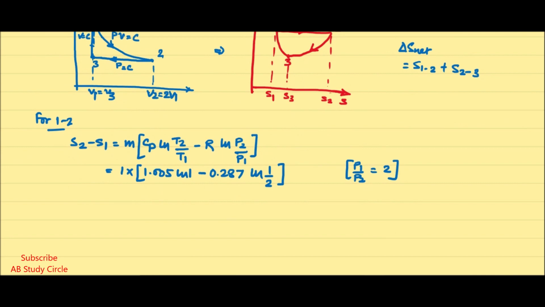The first term is 0. So we will have the final value as plus 0.198 kilojoule per Kelvin. This is S2 minus S1, the first part of del S net, right?